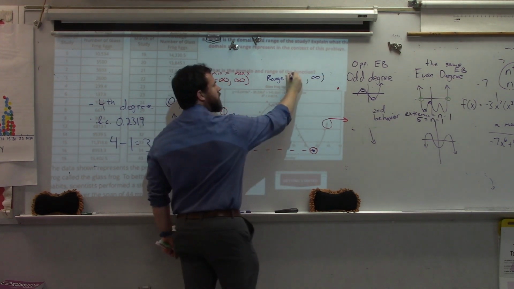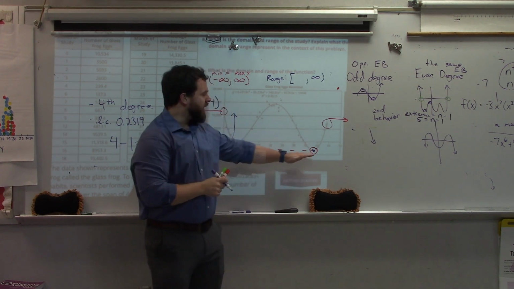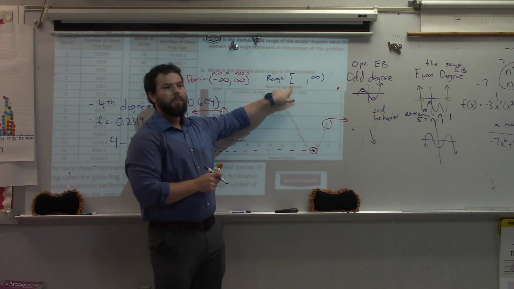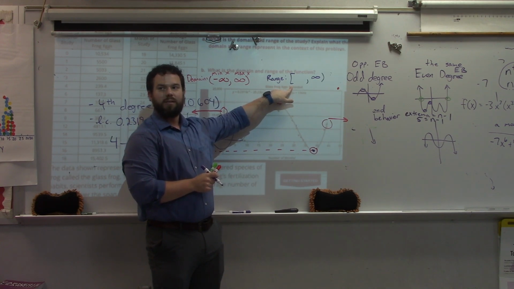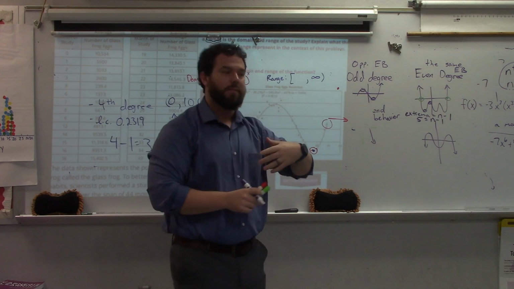I'm going to find out what that y is. That's what we're going to start tomorrow. But notice it's an absolute minimum. Why did I put a bracket here instead of parentheses? It's going to be a real point on the graph. It's a value that we actually have.